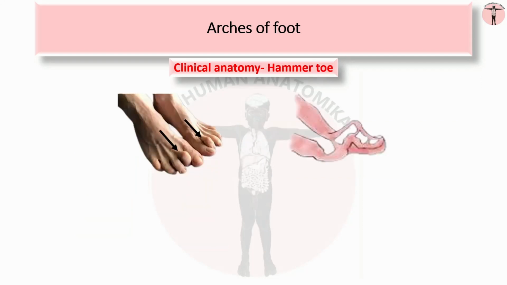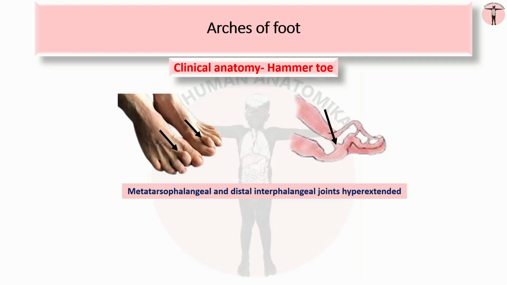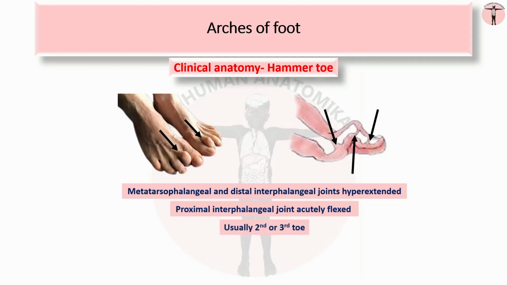Hammer toe. In this condition, the metatarsophalangeal and distal interphalangeal joints are hyperextended, but the proximal interphalangeal joint is acutely flexed. Usually it occurs on the second or third toes.